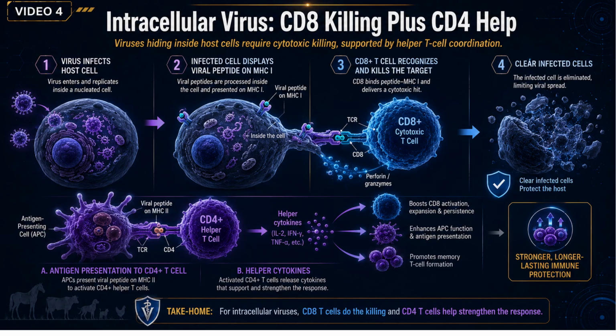A CD8 T cell recognizes viral peptide MHC1 complex, binds the infected cell, and delivers a cytotoxic hit. Perforin and granzymes help trigger cell death of the infected cell. That matters because killing of the infected cell helps stop viral replication at the source. But CD8 T cells are not working alone.